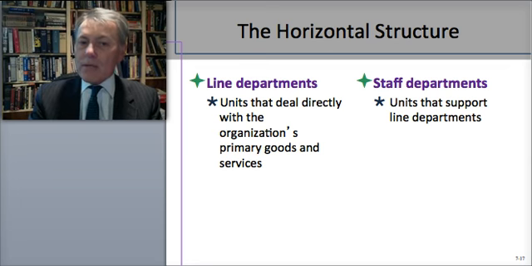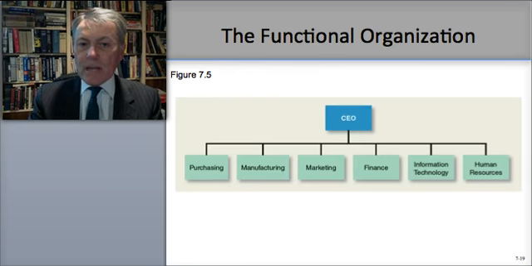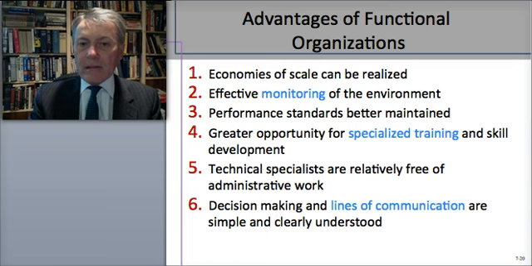We would like to always be in line departments, or we could be in a staff department. These are units that support line units, line departments. The functional organization. A functional organization is the departmentalization around specialized activities such as production, marketing, and human resources. The functional organization is seen in figure 7.5.